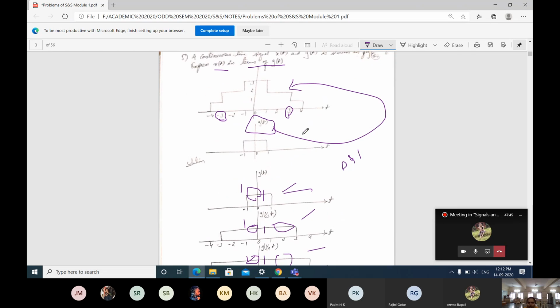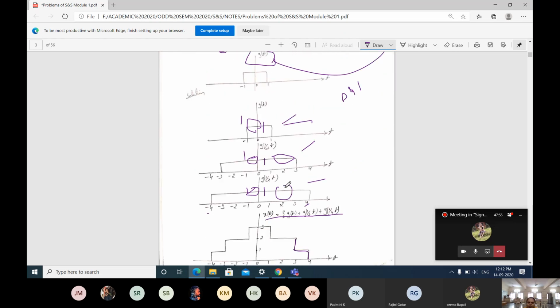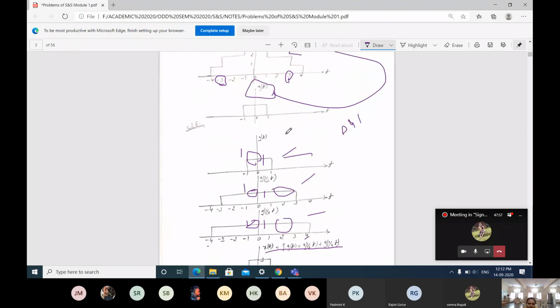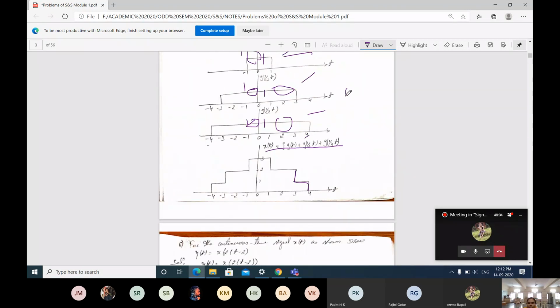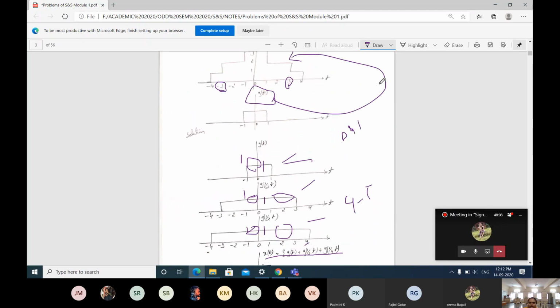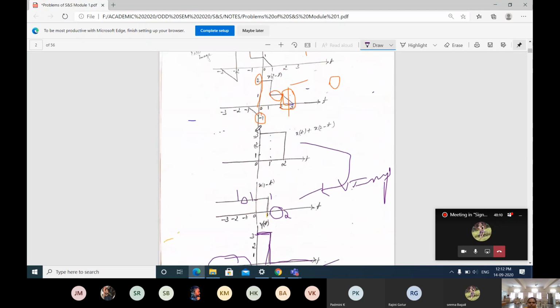This is one type of problem. You may get a different x of t signal that you have to obtain from the g of t signal. If you are thorough with all the basic operations, then it will be easy for you. Next we go with the next problem. This is important. Each and every problem is important. This question will be asked for 4 to 5 marks, or even 6 to 8 marks.